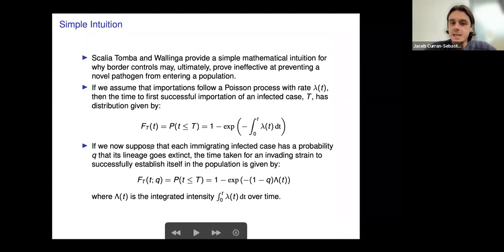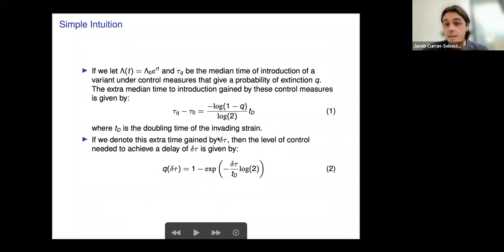But if we now suppose that each immigrating infected case has a probability q that its lineage goes extinct, then we get an expression that depends on q. So what I mean by lineage going extinct is either they don't infect anyone, or maybe they infect 1 or 2 people, but the outbreak ends after that. It just fizzles out. So we get this new expression that depends on q. We just multiply the integrated intensity by 1 minus q. And that's good, so we can do some things with that.